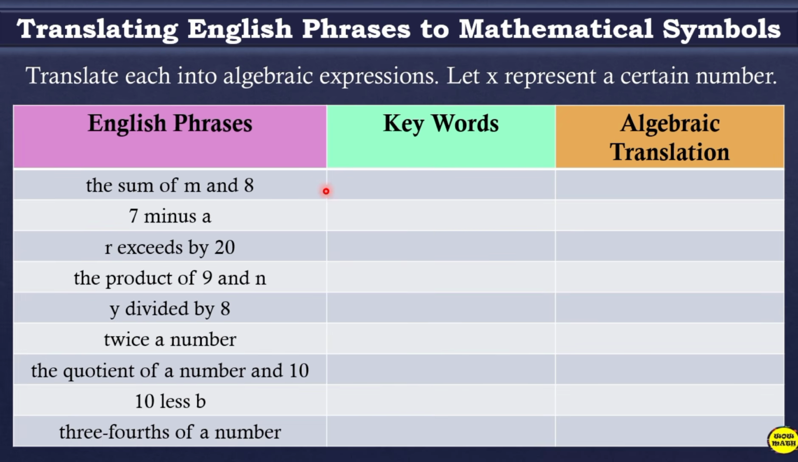So, ano-ano yung mga keywords na pwede mong magamit para malaman mo yung pagta-translate niya into algebraic expression. Okay, so dapat alam mo kung anong operation. So, kunin mo yung keywords. Anong keywords nito? The sum. Ito ay minus. Okay? Sige, sagutan muna natin. So, sum. So, since sum ito, ibig sabihin plus. Okay? So, therefore, the sum of m plus 8.